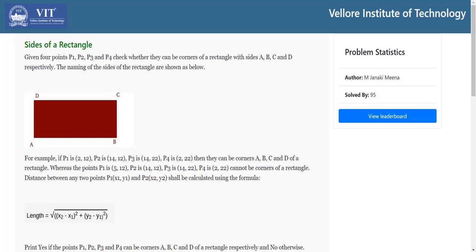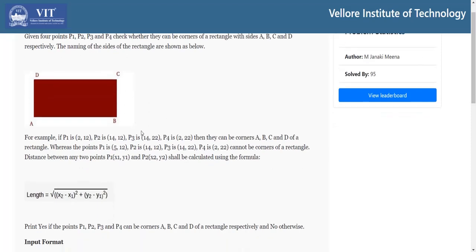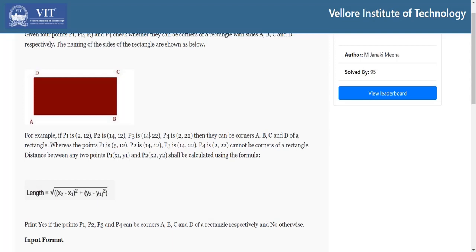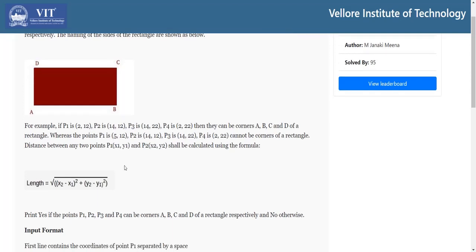Let's start today's Vprople question of the day. The name of this question is sides of a rectangle. In this question we have been given 4 points named P1, P2, P3 and P4, and we have to check whether we can form a rectangle using these 4 points or not. If we can, we will output yes, otherwise we will output no.